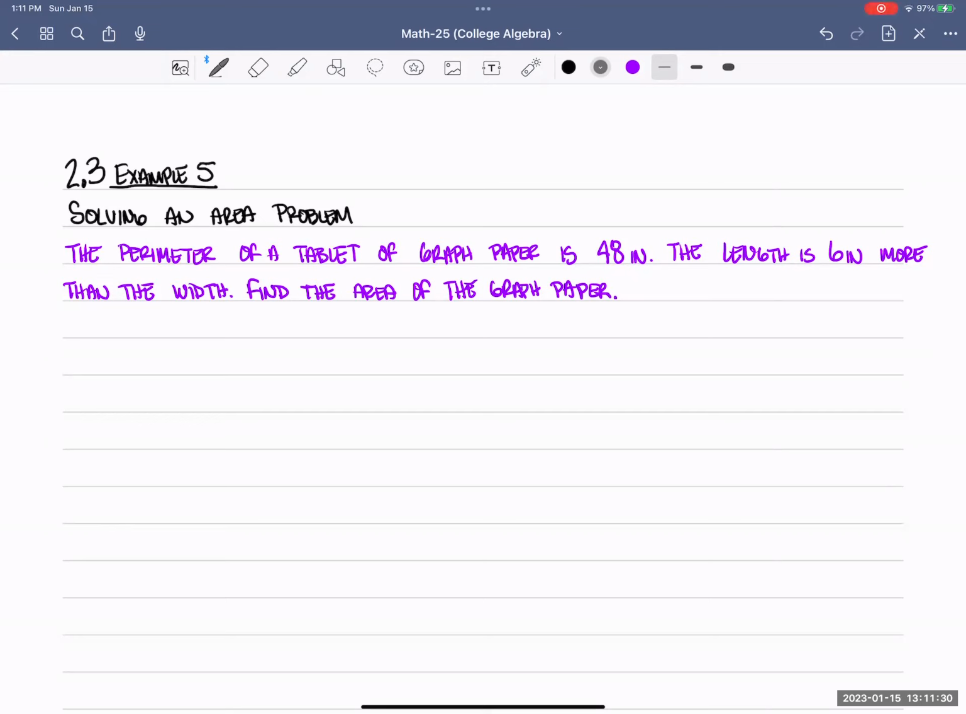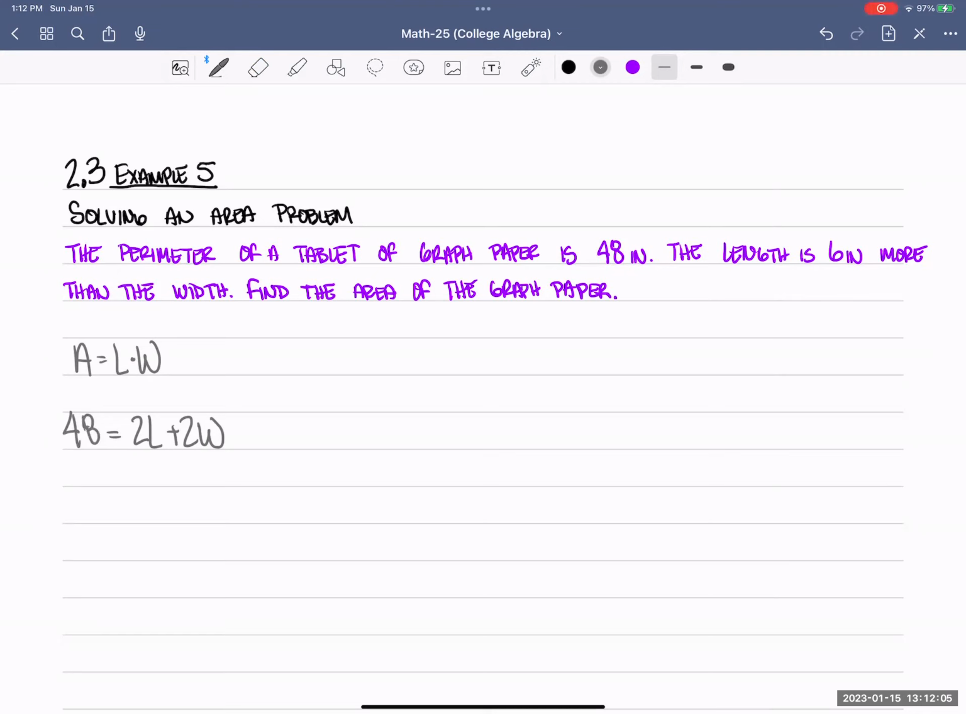Okay, so we'll start working backwards. To find the area, we know that area is equal to length times width, so we have to figure out what the length is and also what the width is. Starting from the beginning, the perimeter of a tablet of graph paper is 48 inches. We know that perimeter is equal to 2 times the length plus 2 times the width, and the perimeter itself is those 48 inches.